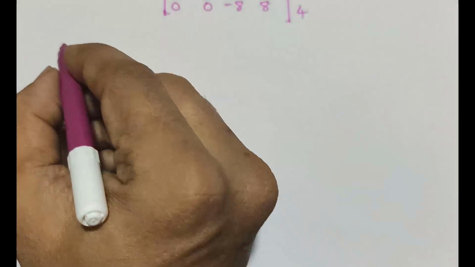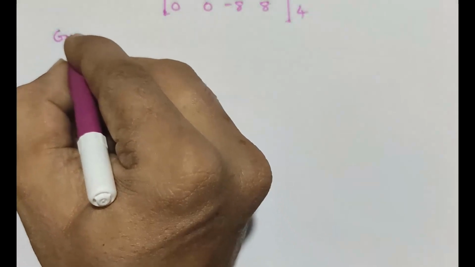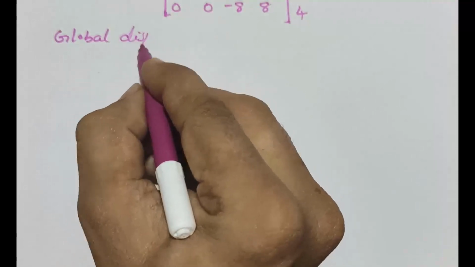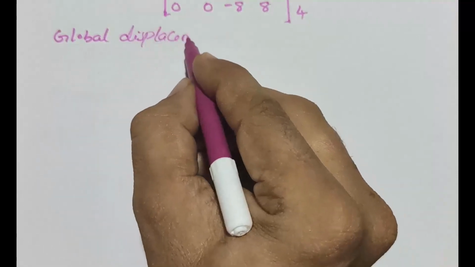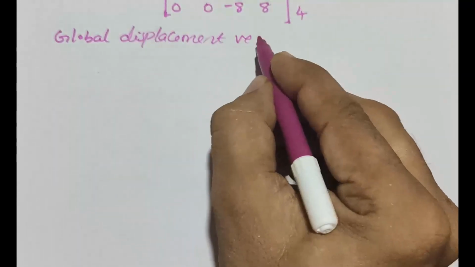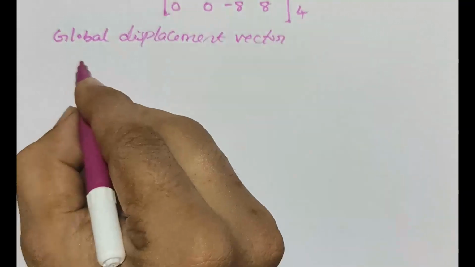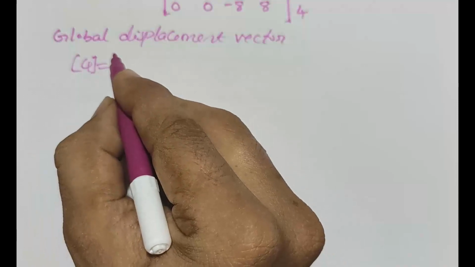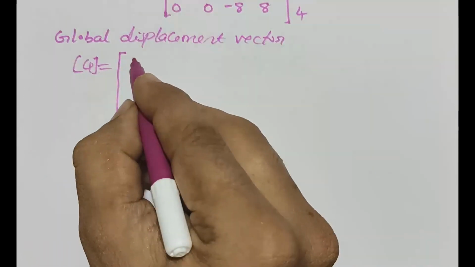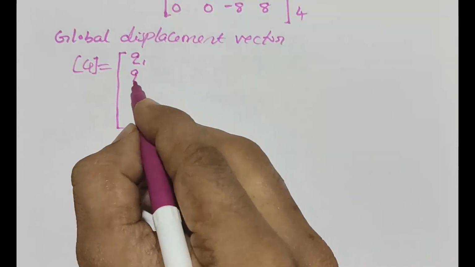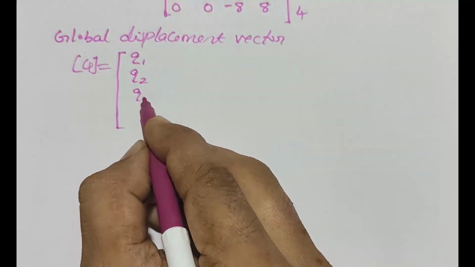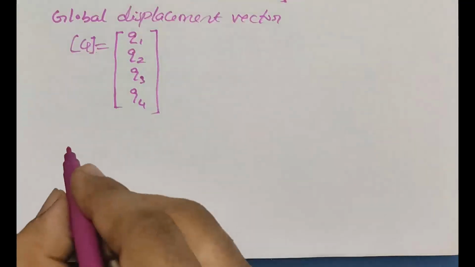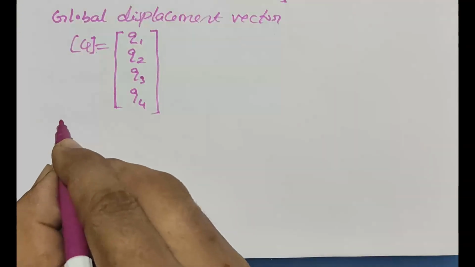Next is global displacement vector. It is Q is equal to Q1, Q2, Q3, Q4. Next, global force vector.